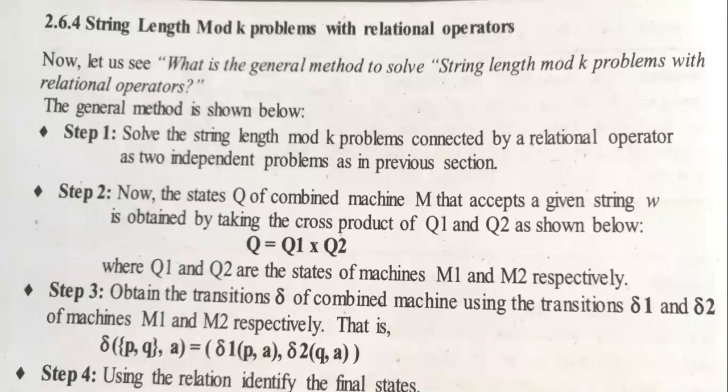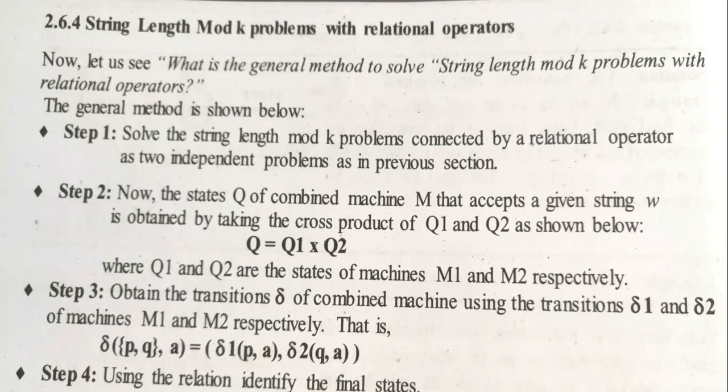Okay, students, so we'll move on to the next topic, that is string length mod k problems with relational operators. In the previous lecture, we discussed what a mod k problem is. For finding the transition, we use a formula: delta of qi comma a will be equal to delta of q of i plus 1 mod k, right?